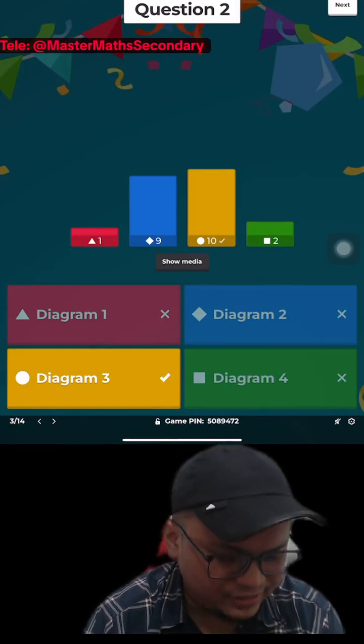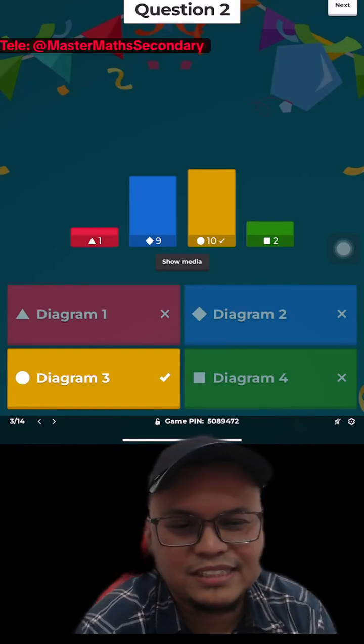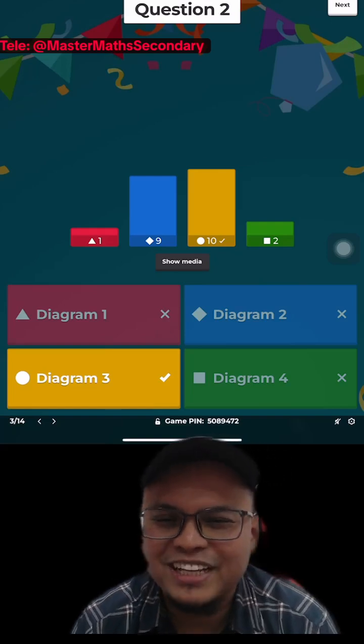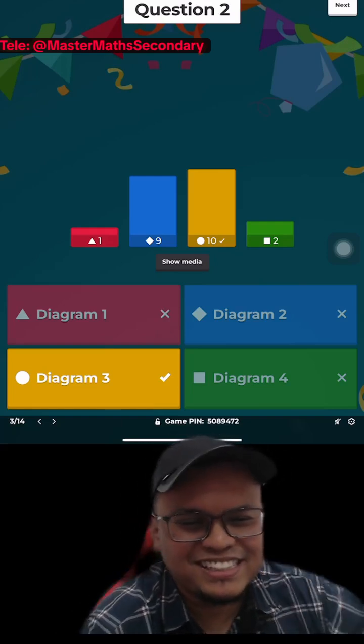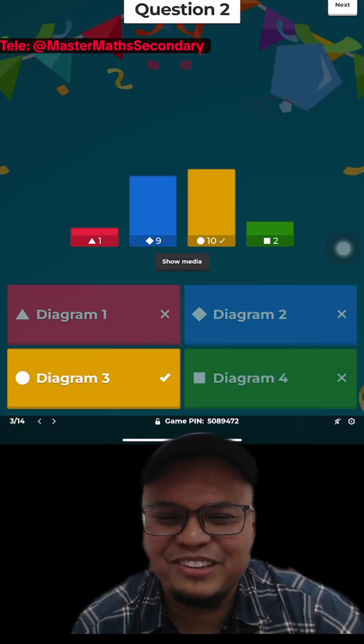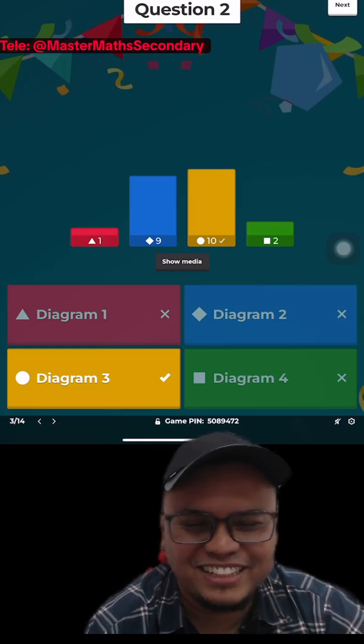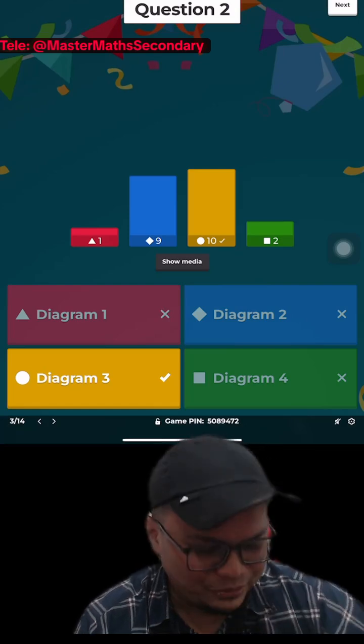Okay, the correct answer is the yellow one. So just now some of you typed blue. Not sure whether the person is really trying to deceive everyone or is honestly wrong. Let me explain how this is done, guys.